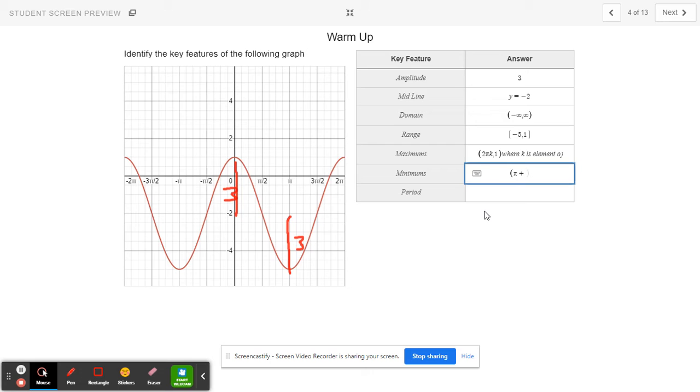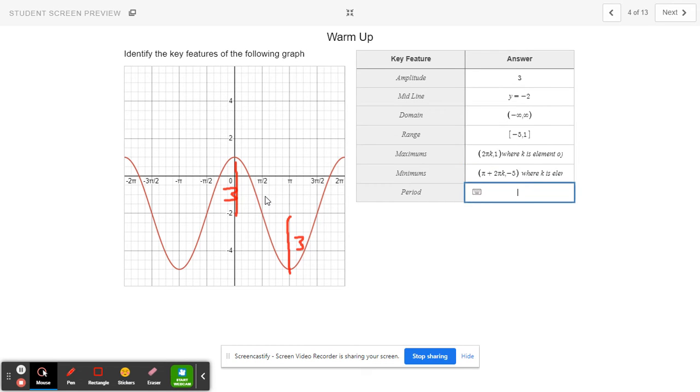Pi plus 2 pi k, comma, -5. Same thing, where k is an element of the integers. Again, I can't type in the word integers. Again, remember it's plus 2 pi k, okay, because the period is 2 pi. So it repeats, the minimum is going to repeat every 2 pi.